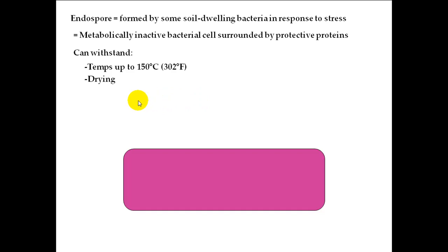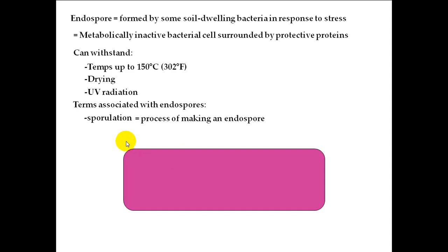Endospores can resist drying, and they can also resist a certain amount of UV radiation. Some terms are associated with these really hardy structures called endospores. There's the term sporulation, and whenever someone says sporulation, that's just the process of making an endospore. Whenever these certain types of bacteria feel stressed, they undergo sporulation in order to produce an endospore.